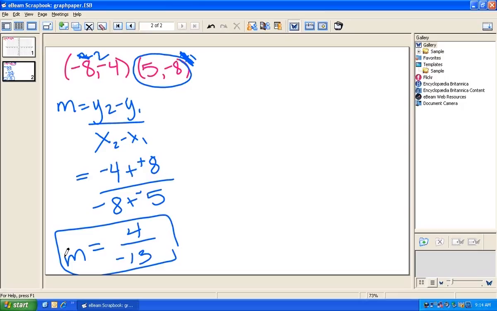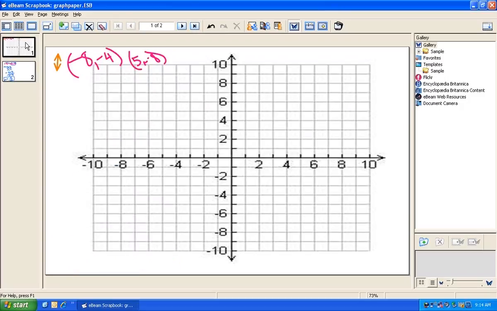So we've solved the slope. But now we're going to move on to a later lesson. A later lesson in the book says, given 2 points, graph your line, or solve it for the equation of the line in y equals mx plus b. So I'm going to go back to my graphing page and graph it. It's pretty easy to graph it because we have 2 points.